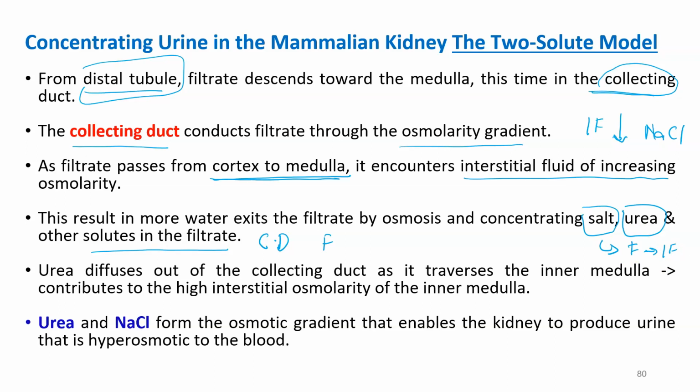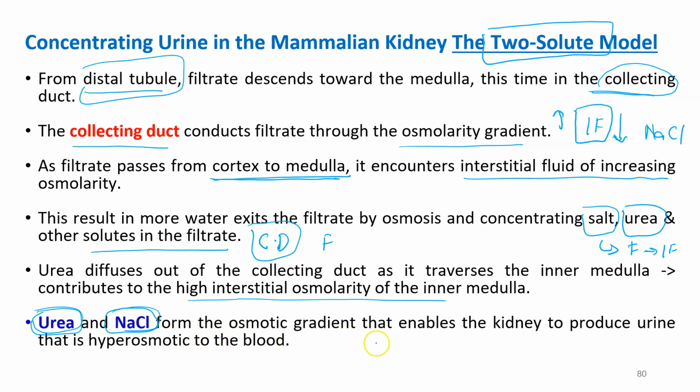So urea diffuses out of the collecting duct as it traverses the inner medulla and contributes to the high interstitial osmolarity of the inner medulla. So you have to take note, there are two solutes which contribute to the interstitial fluid osmolarity getting higher as the filtrate moves from outer medulla into the inner medulla, due to sodium chloride and urea. Urea hanya akan keluar daripada filtrate dekat collecting ducts in the inner medulla region. Okay, in the inner medulla region.